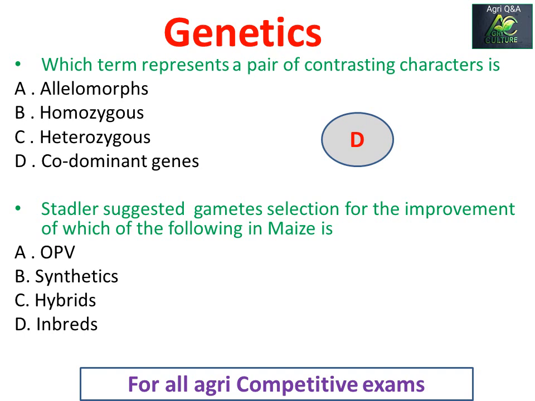Next, Stadler suggested gamete selection for the improvement of which of the following in maize? Open pollinated varieties, synthetic varieties, hybrids and inbreds. And the answer is inbreds.